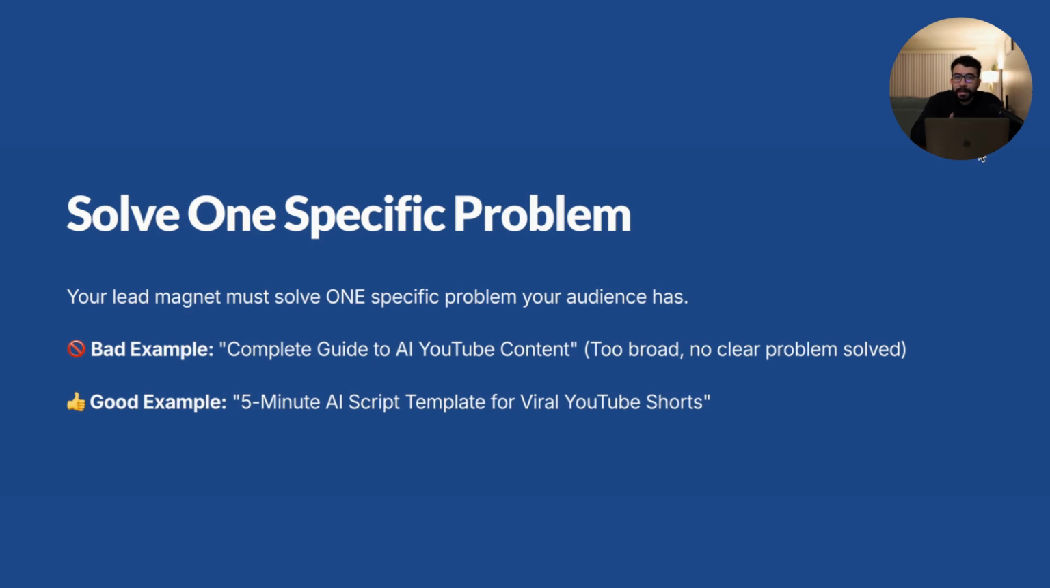So if we look at this bad example, we can say for a content creation niche, the complete guide to AI YouTube content. This is way too broad. It's not clear and doesn't solve something specific. Now, a good example would be a 5-minute AI script template for viral YouTube shorts. As you can see, we're targeting something very specific and people are going to know exactly what they're going to get in that lead magnet. And this is going to be very helpful for us with our future emails as well.